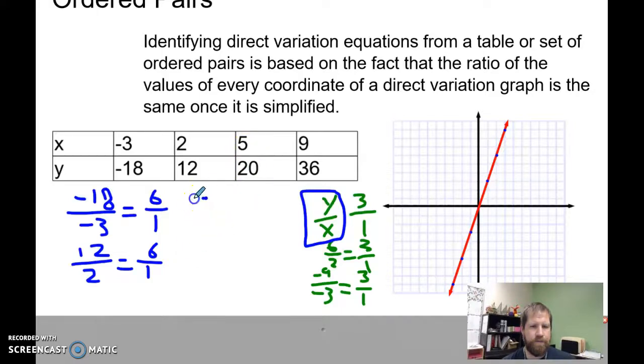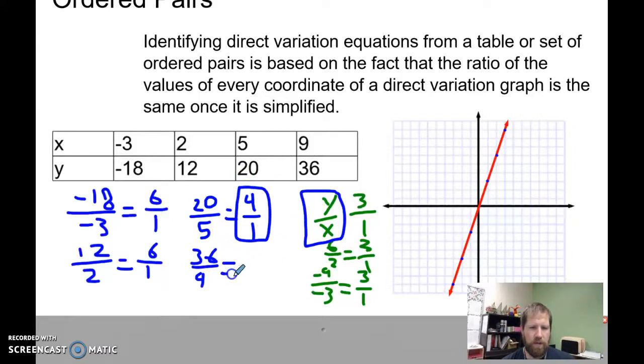5 over 20. Oops. And that's something you got to be careful of. It's your y value over your x value. 20 over 5. If I divide this by 5 and this by 5, I end up with 4 over 1. If I do this one, 36 over 9, which I don't really need to do, because if I've got one value that doesn't fit, it's not direct variation. But if I check this one as well, yeah, this one's also 4 over 1.